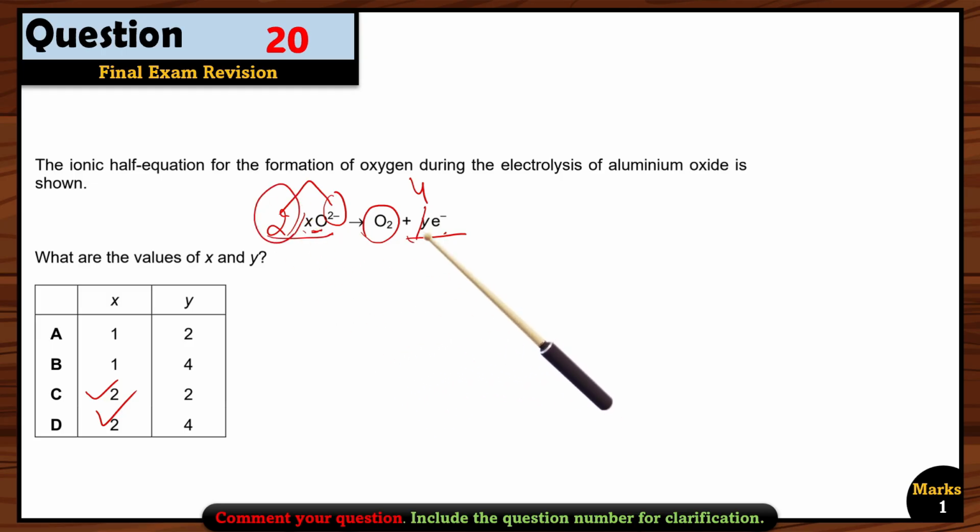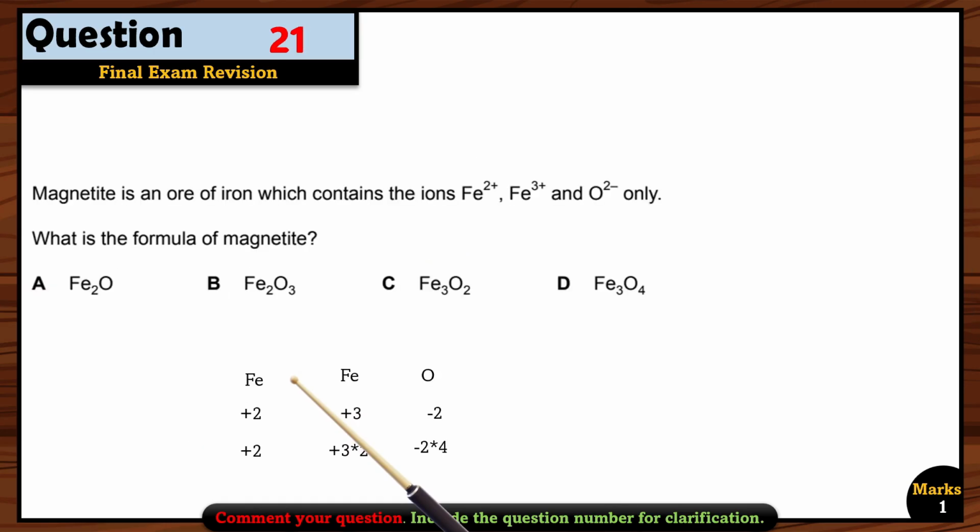So whenever you are balancing the equation, don't forget to see the oxidation state and multiply with the coefficient so you can get the exact number of electrons. So option D is the right option here. Let's see this question. This question is very important.